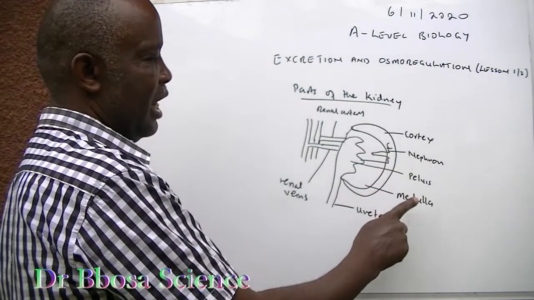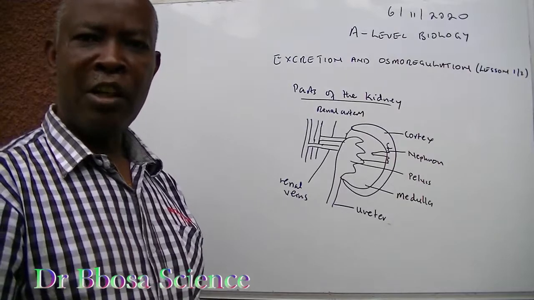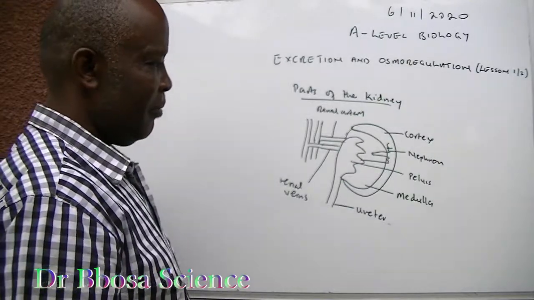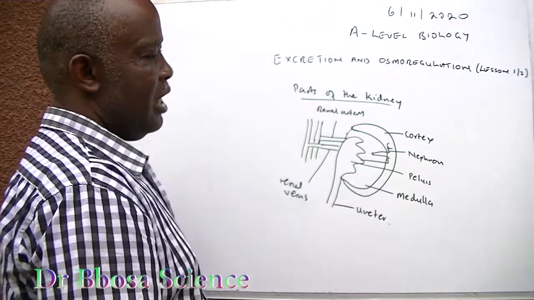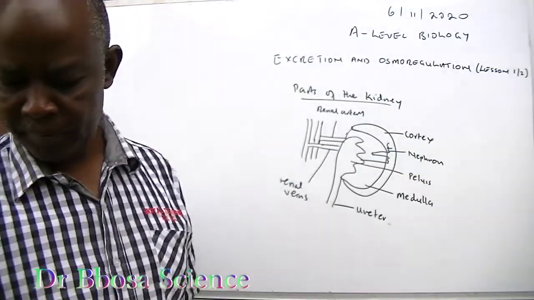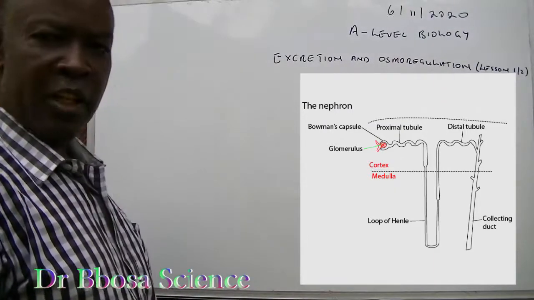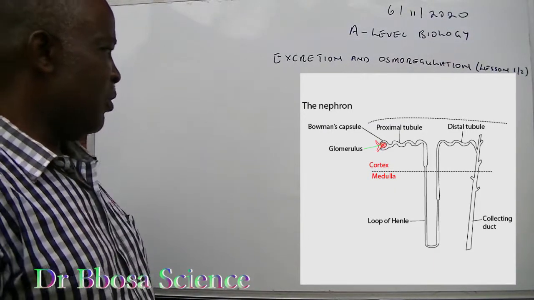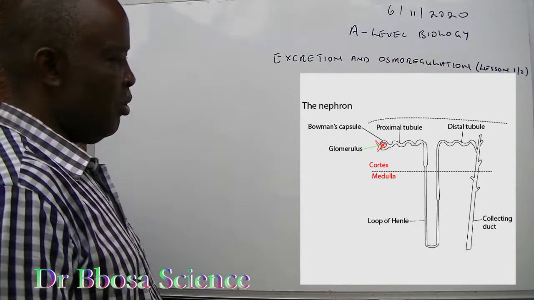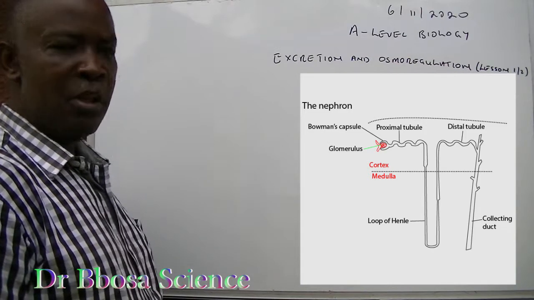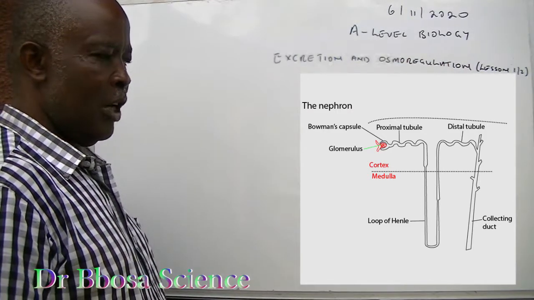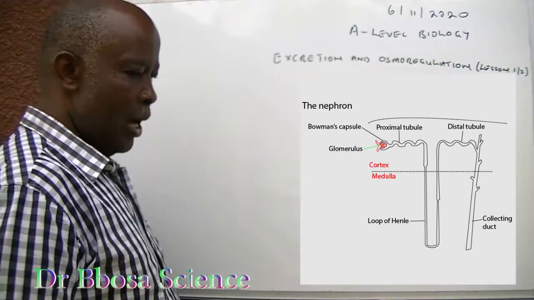Within the cortex and the medulla, there is a functional unit of the kidney called the nephron, part of which is in the cortex, part of which is in the medulla. The main parts of the nephron include Bowman's capsule, glomerulus, proximal convoluted tubule, and distal convoluted tubule in the cortex. Then the loop of Henle and collecting duct in the medulla.